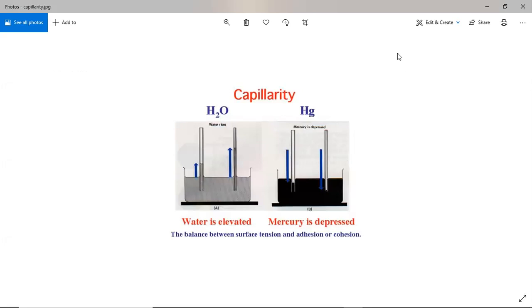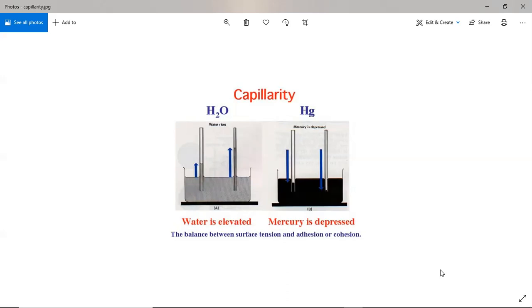There are two examples that are shown on the screen. One is water to your left and the mercury on your right. Now you can see here that when a very narrow tube is going to be inserted, we have shown two tubes of varying diameters. If it is going to be inserted in the liquids, you can see that water is elevated, that water is pulled up the tube. Water rises up the tube. Whereas in the case of mercury, mercury is not elevated, rather it is depressed. It falls down. Water rises up while mercury falls down.